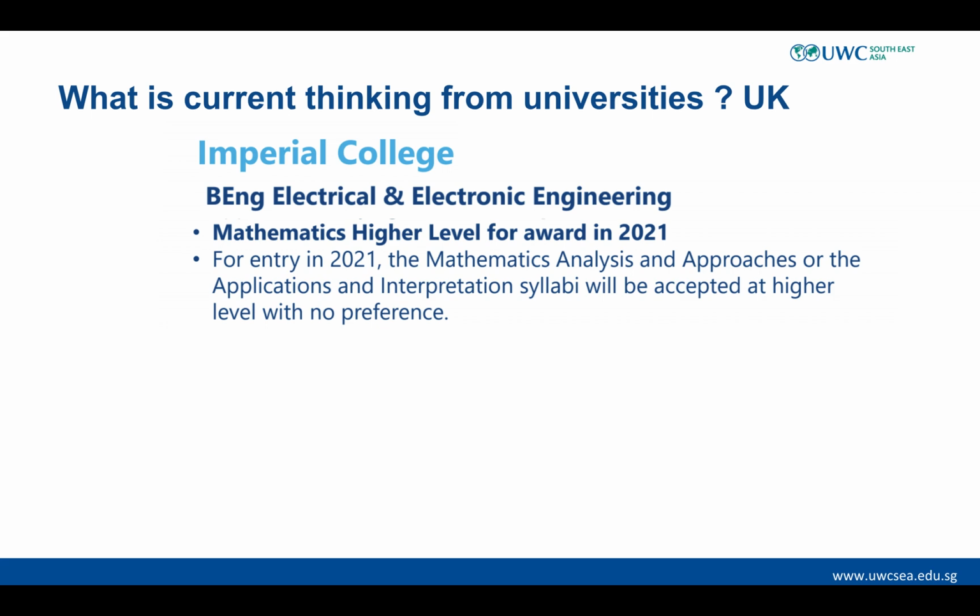Just a little example, this is current thinking from the UK. Imperial College is one of the top universities for engineering, and for electrical and electronic engineering, it says either maths would be preferred. Of course, if it was mechanical engineering, then HL analysis would be preferred. So it is quite specialist, if you know the college or university and the course you want to go on. Certainly in the UK, it's best to just drill into their website.